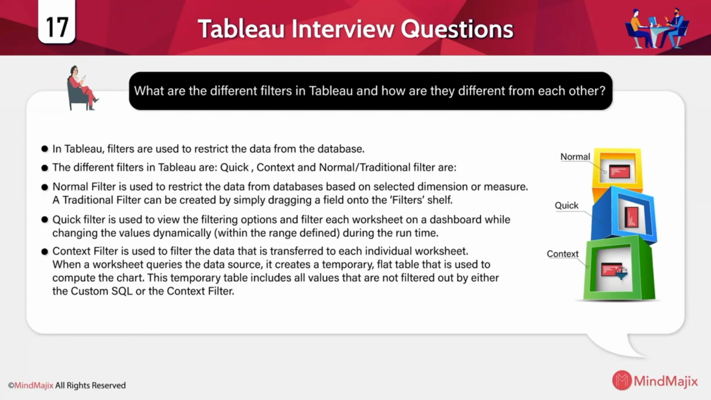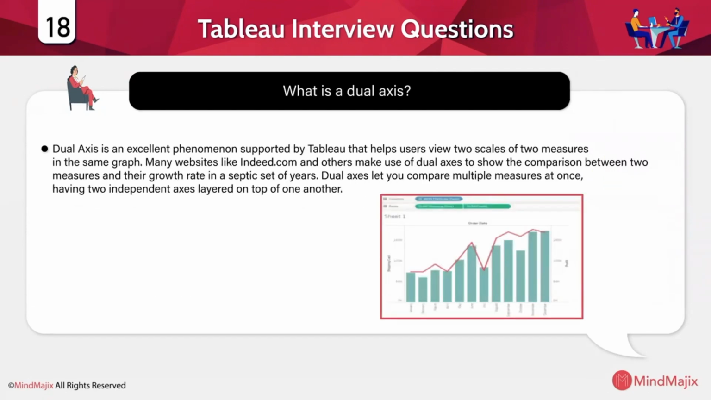And the last filter is the context filter. A context filter is used to filter the data that is transferred to each individual worksheet. When a worksheet queries the data source, it creates a temporary flat table that is used to compute the chart. This temporary table includes all the values that are not filtered out by either custom SQL or the context filter.